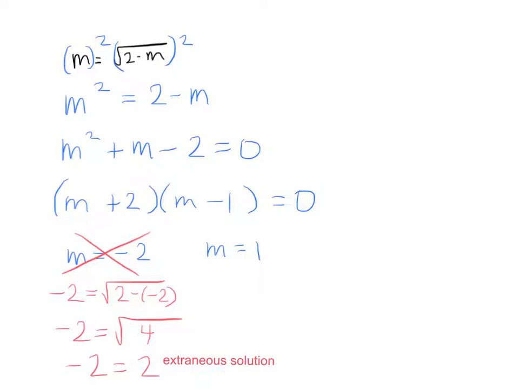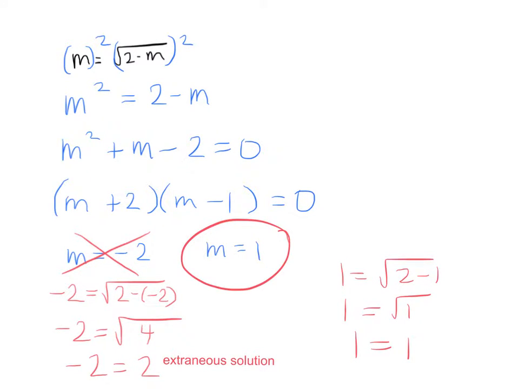So let's look at checking the second one. We'll go 1 equals the square root of 2 minus 1. 1 equals root 1. 1 equals 1. That one works. So this has one solution: m equals 1.